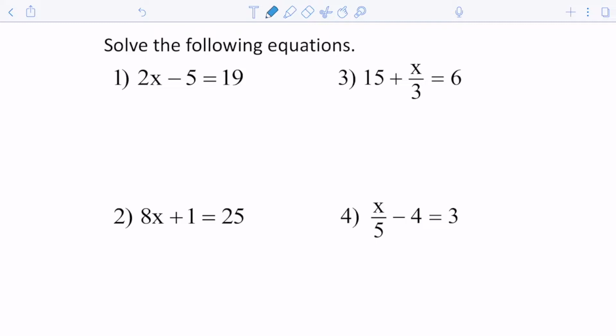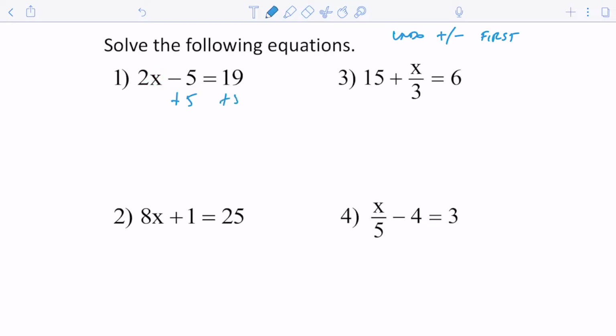Okay, so we're going to look at all of these, and we're going to try to undo addition or subtraction first. So we're seeing what's happening to x, and we're doing addition or subtraction first. So x is right here. It's being multiplied by 2 and subtracted by 5. So I'm going to undo that.